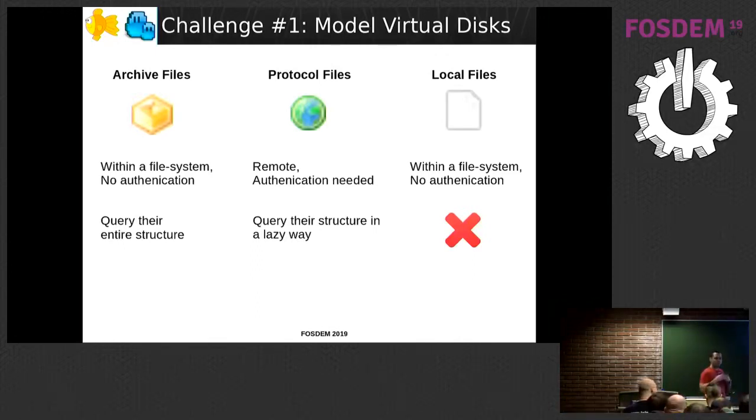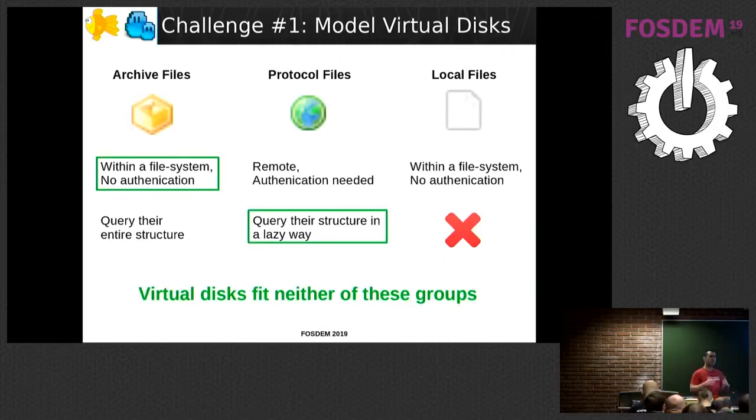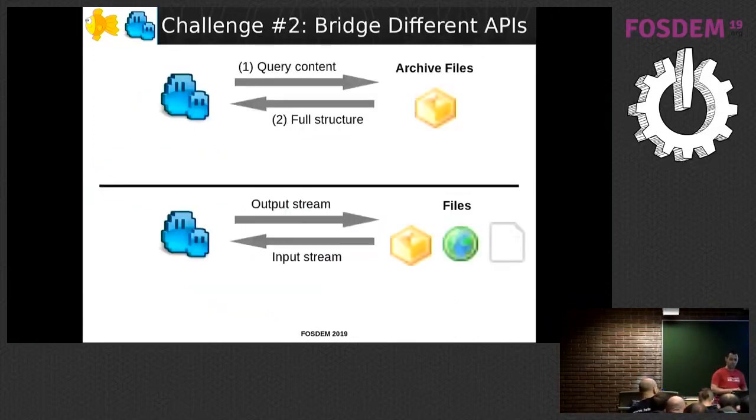Obviously, the best fit for virtual disks is archive files, right? But in practice, the fact that virtual disks are relatively large files means that we want to query them in a lazy way. And in Mu Commander, only protocol files are queried in a lazy way. So eventually, I did map virtual disks as archive files, but the query thingy was one of the gaps that had to be bridged. So let's start with it.